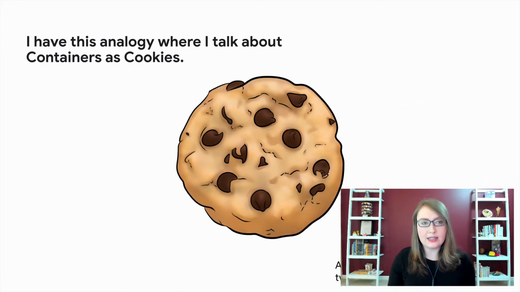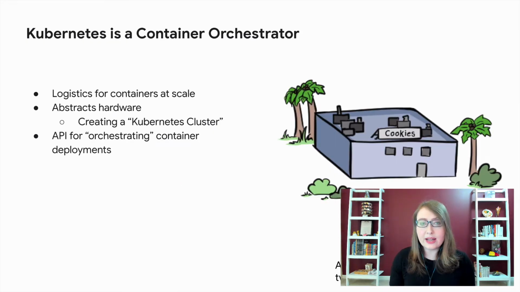There are several other reasons that I like this analogy, but I like to build on it as I talk about Kubernetes. Kubernetes is a container orchestrator. It orchestrates containers. So if we think about containers being like cookies, Kubernetes is a bit like a cookie factory. Really, it's like a cookie business, managing the logistics of running a cookie business at scale. This is similar to what Kubernetes does. It is a tool for managing the logistics of running containers at scale.